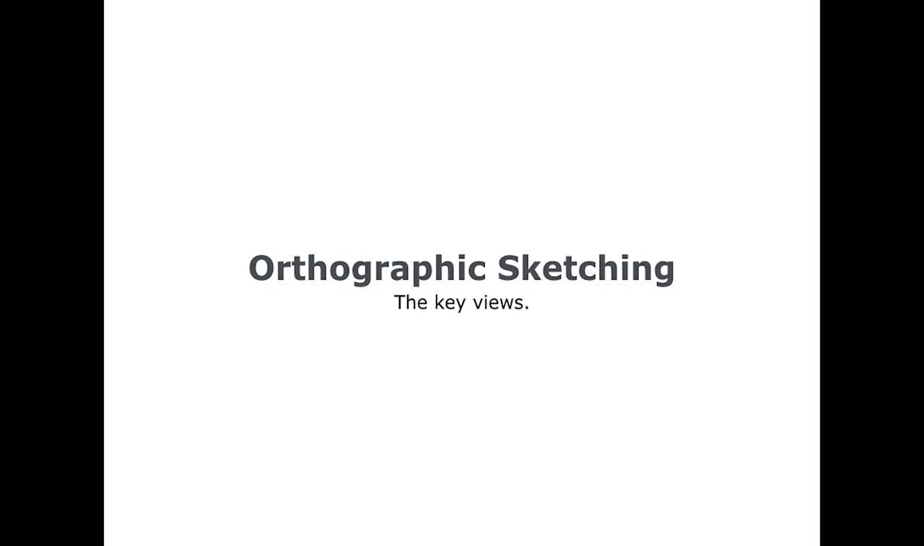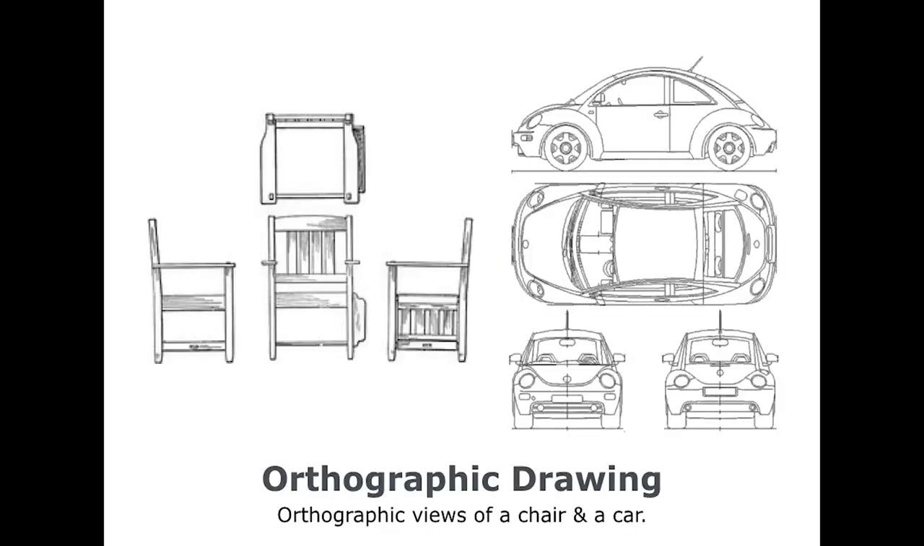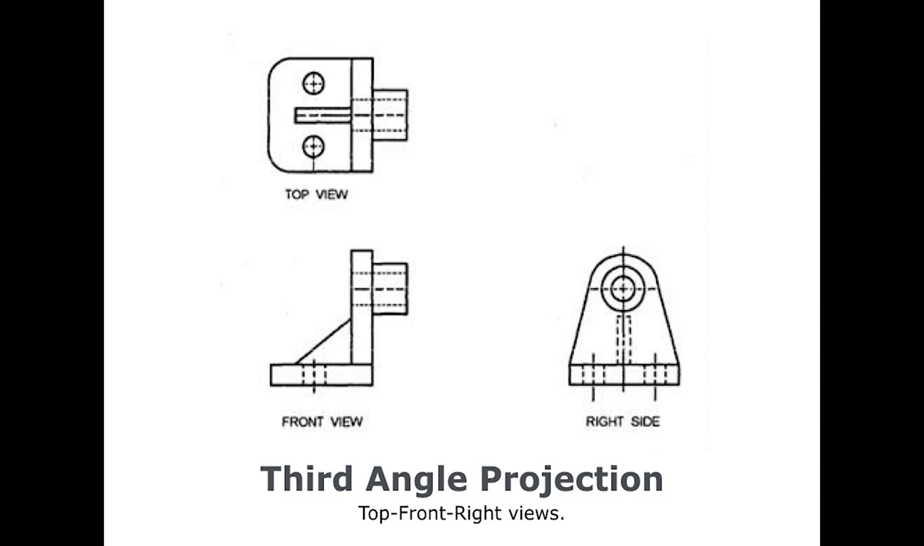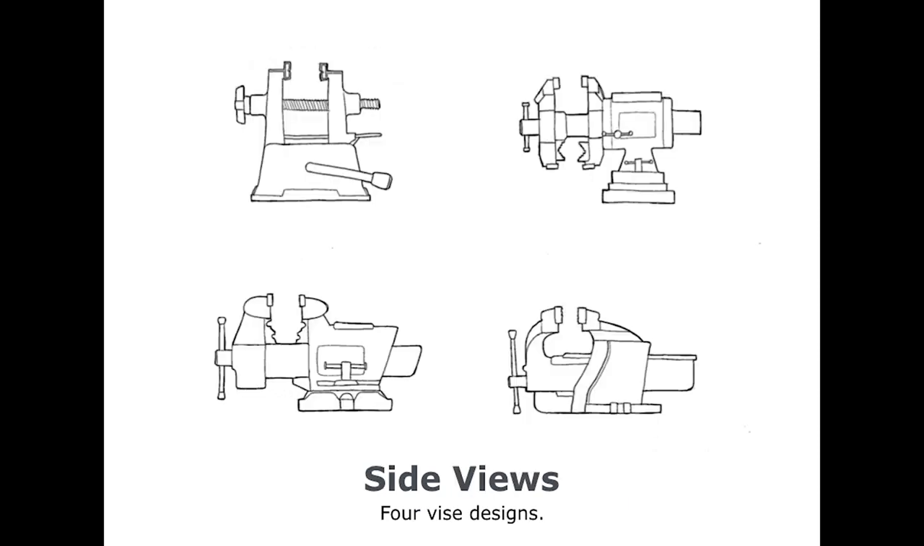Orthographic sketches are used by professional designers very often since they can relay precise design information, sometimes more easily and better than 3D perspective sketches. Orthographic drawing can have 6 views, but these are the normal common ones. Third angle projection is used in the USA, whereas first angle projection is used in Europe for orthographic sketches and drawings. These are side view sketches of 4 vice designs in orthographic mode.